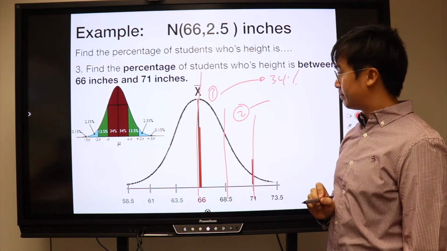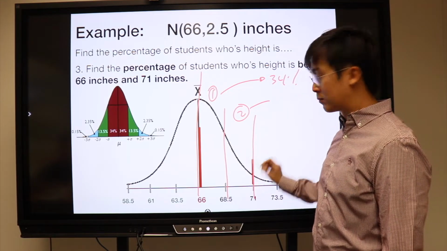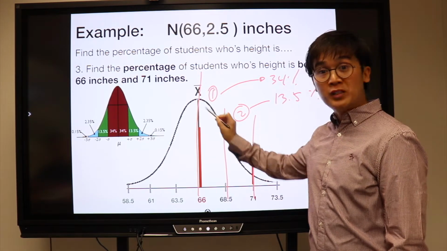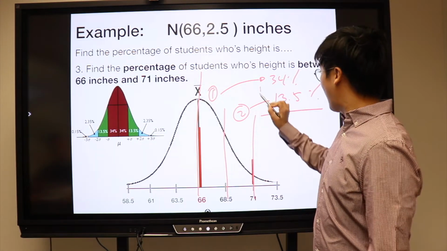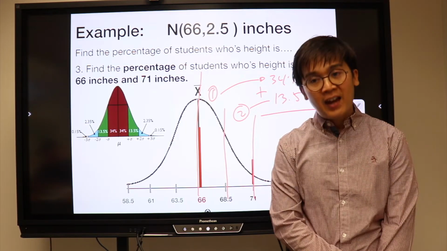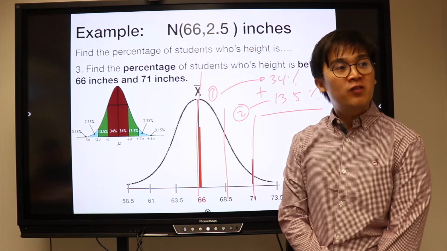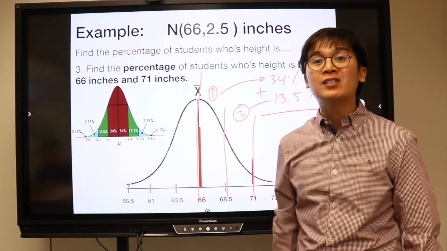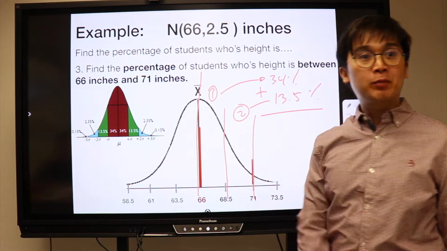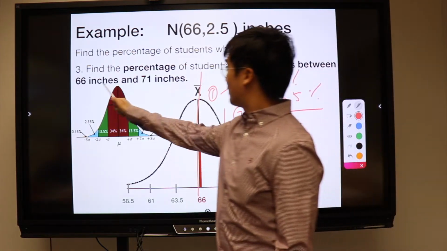13.5%. All we need to do is add them up, and now we have the percentage. And how much is that? 47.5. And if we're going to write our answer in sentence form, about 47.5% of students have a height between 66 and 71 inches.